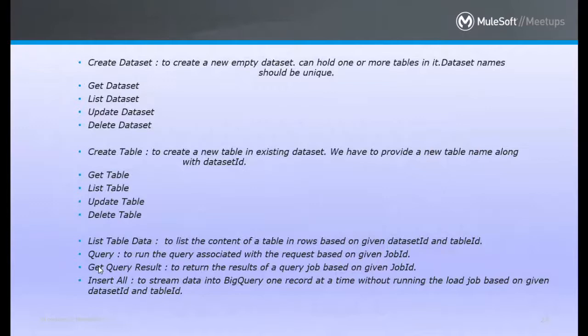But there is a limitation on this operation as well. We can't push more than 10,000 records at a time. Ideally, it comes under our orchestration, how we design our API to process it. So we have to take care of that. It is possible to process 10,000 records at a time here.